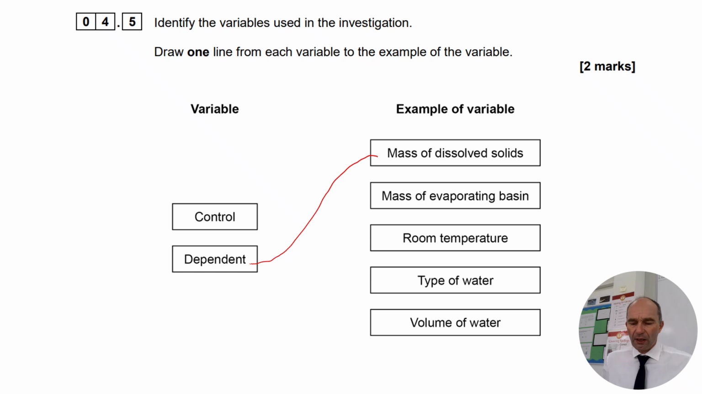Now, what do we keep the same in every experiment? Well, the mass of the evaporating basin, that doesn't really matter because we took that into account. Room temperature, that doesn't affect anything other than water might evaporate a bit quicker, but it doesn't affect our results. Well, the type of water, that's what we've changed. So that's actually our independent variable. So we need to make this a fair test. So we need to be using the same volume of water in each case, and there's your control variable. So again, only one line drawn from each of the variable boxes to one of the examples. 2 nice marks to get.